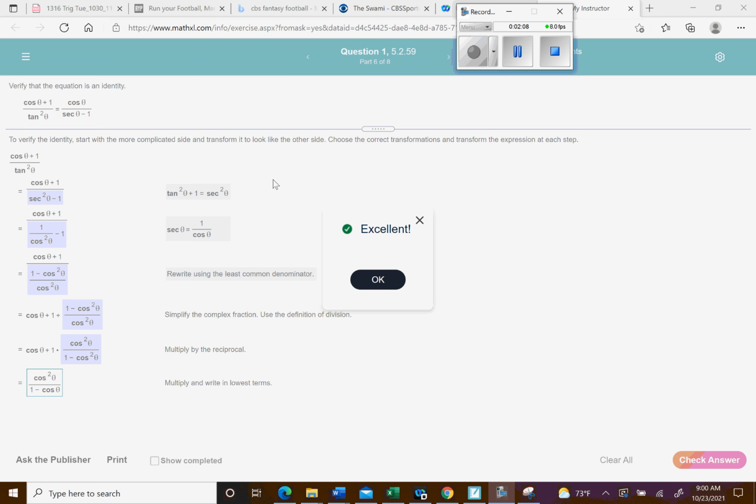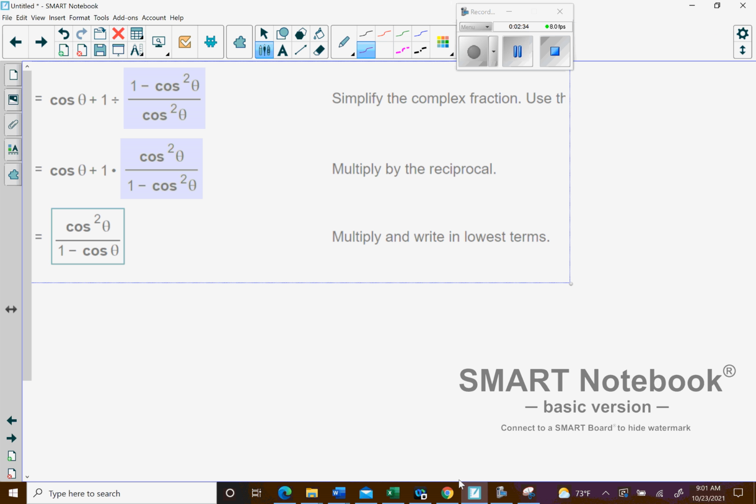Okay, I paused the video to make sure I put the right answer in for this next part. This is multiply and write in lowest terms. What they don't say is that they want you to factor the denominator, which will help you simplify it. I just wanted to double check that before I tried it, and I'm going to show you how I did that. So let me pull this up here. On top, we have the cosine of theta plus 1, and then we're multiplying that by cosine of theta squared.